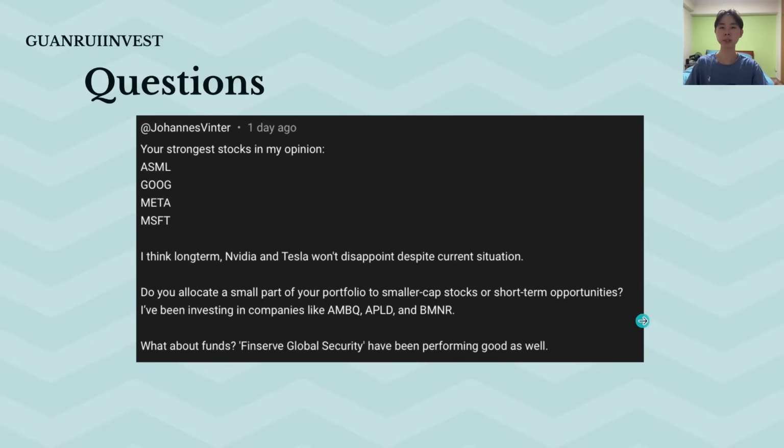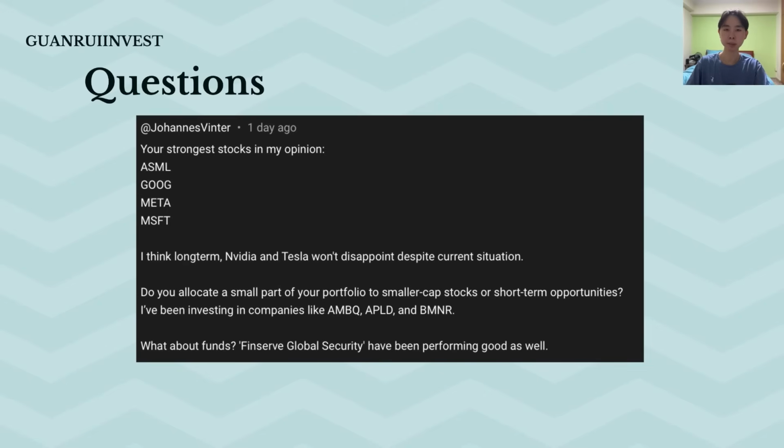Last portion, I'll be covering some questions left in the comments. So the first one says, your strongest stocks in my opinion are ASML, Google, Meta, as well as Microsoft. I think long-term Nvidia and Tesla won't disappoint despite the current situation. Do you allocate a small part of your portfolio to smaller cap stocks or short-term opportunities?